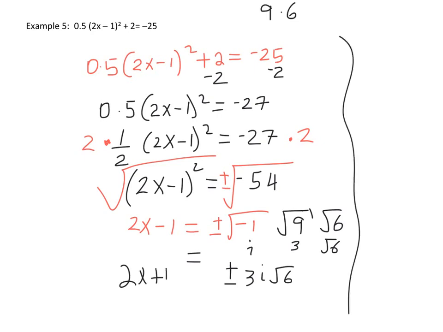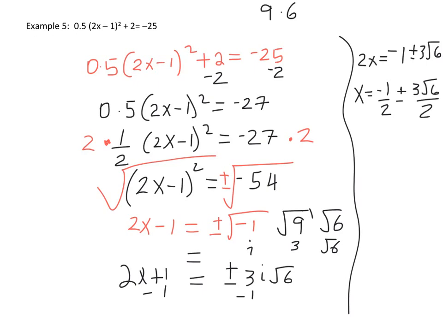I need more space here. So I add 1 to both sides, so I get 2x is equal to 1 plus or minus 3i square root of 6. And then I divide by 2. So x is equal to 1/2 plus or minus 3i square root of 6 divided by 2. And that is the answer.